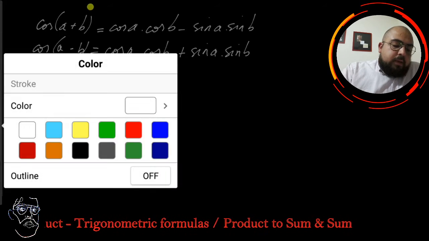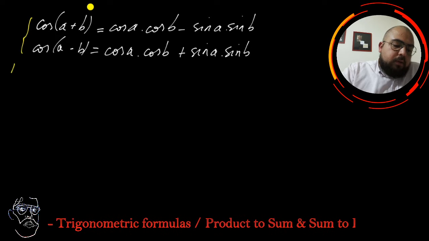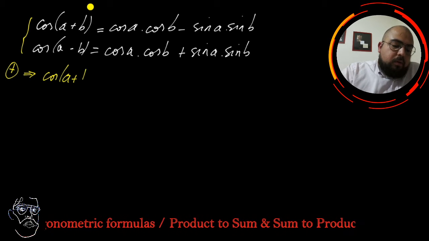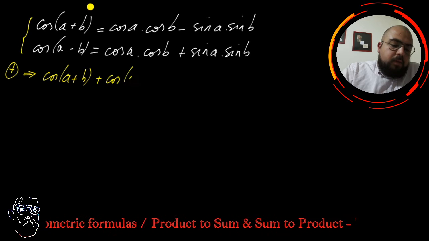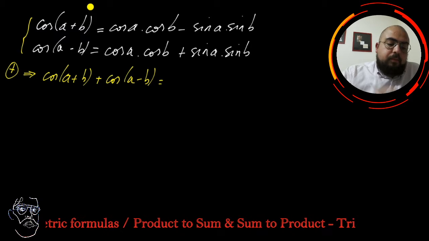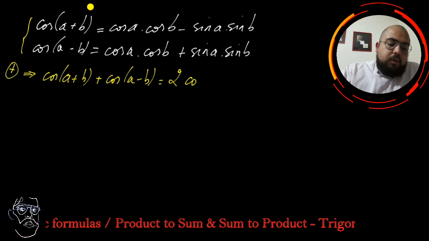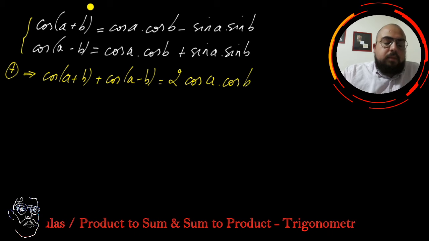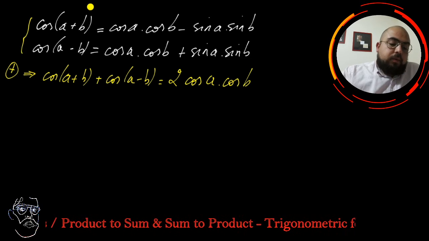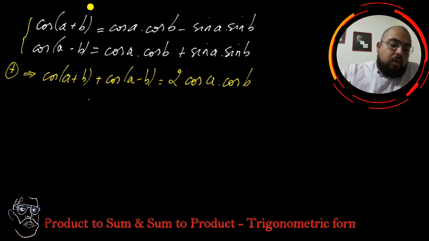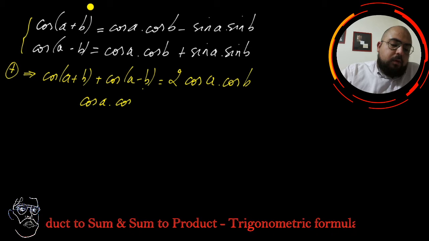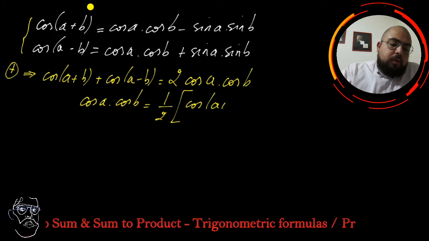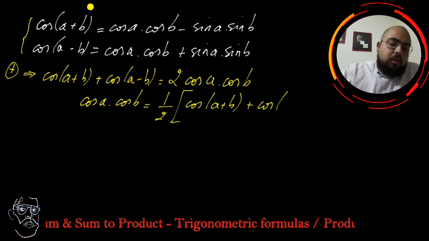Whenever I'm gonna add these two lines, I will simply obtain cosine a plus b plus cosine of a minus b is equal to 2 times cosine a times cosine b. As for the second part, sine a, sine b, they will cancel out. So the formula will be cosine a times cosine b is actually equal to 1 over 2 cosine a plus b plus cosine a minus b.